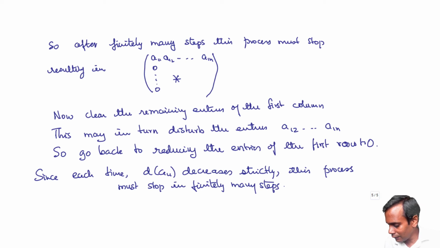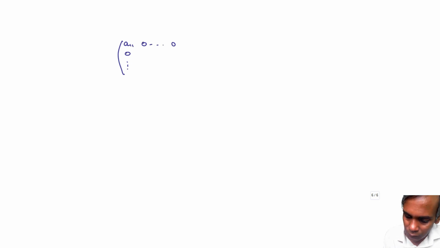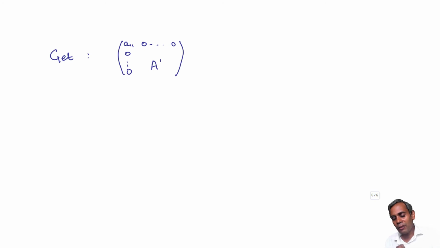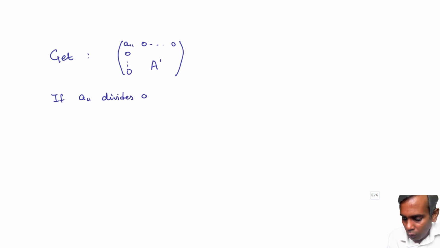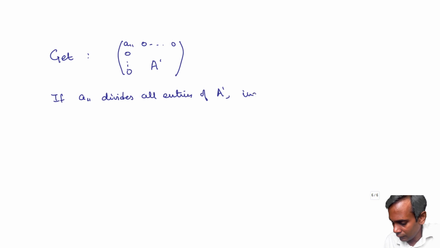So we have succeeded, after finitely many steps, in getting A to the form A11, 0, 0, 0, 0, 0, 0 and some matrix A prime. But we wanted that A11 divides all the entries of A prime. So if A11 divides all entries of A prime, then the induction step is complete.